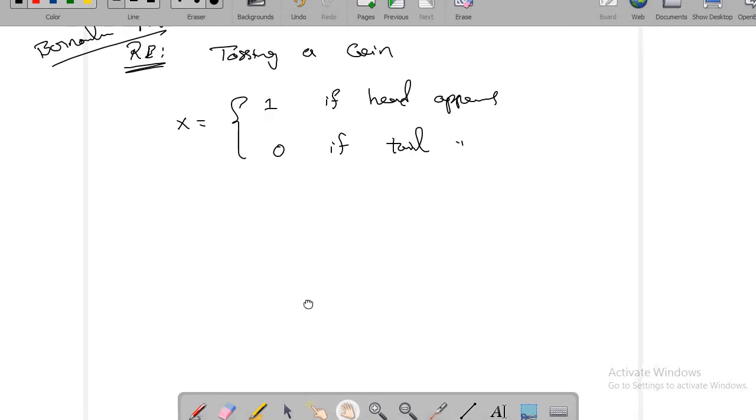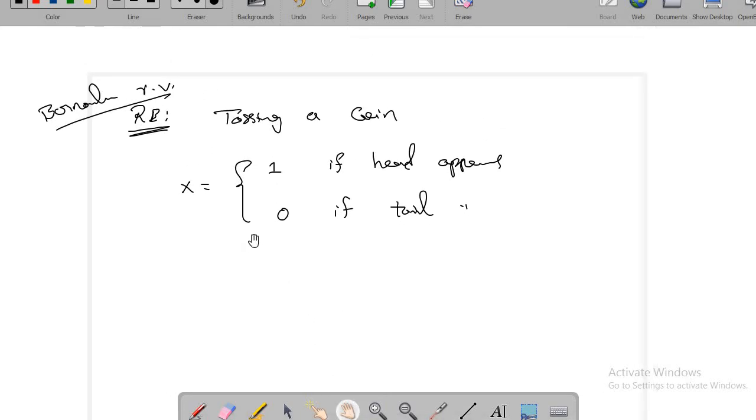Now see, you can clearly observe that this is a discrete random variable. Why? Because it is taking only 2 values. So a Bernoulli random variable is a discrete random variable. Now my question is, what is the probability mass function?